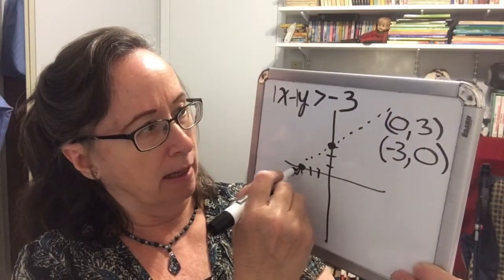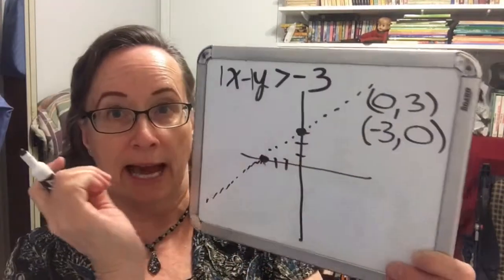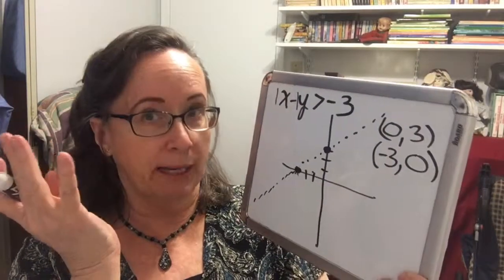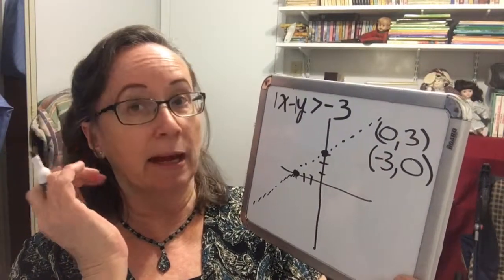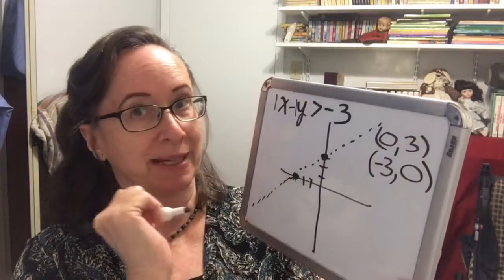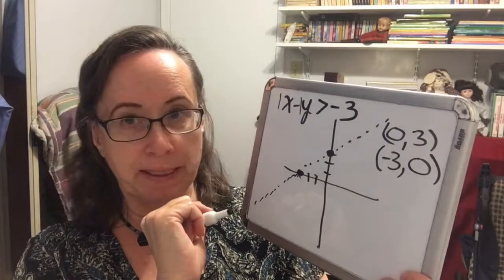If I had a greater than or equal to, I would make it solid, but it's dashed. Then I have to figure out which way to shade it. Because the y is not by itself on one side, I'm going to use my test point. I'm going to plug in 0, 0 because it's not on the line and it's the easiest thing to plug in as my test point.